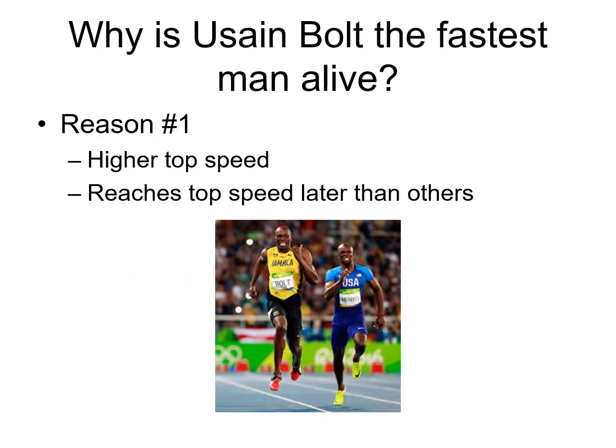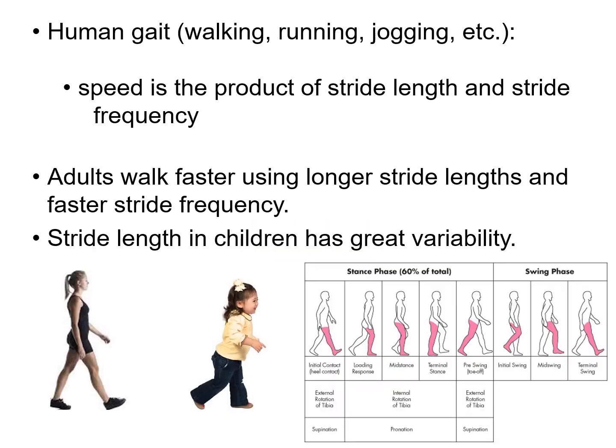So we can start applying some of these concepts to why Usain Bolt is allegedly the fastest man alive, if you watched the second video at the beginning. One of the reasons is he has a higher top speed, and he reaches the top speed later than others. That's an important thing to look at: if he reaches the top speed later than other people, why does that make him faster than them? We'll get into that. But the first reason makes a lot of sense. He has a higher top speed. Usually things that have a higher top speed get to places quicker.